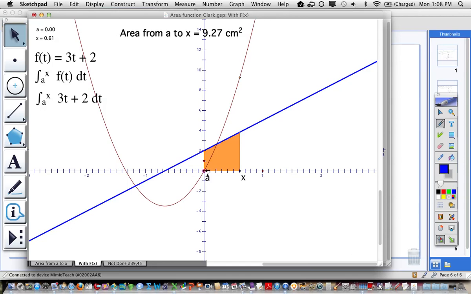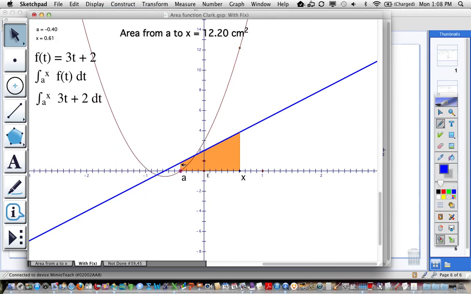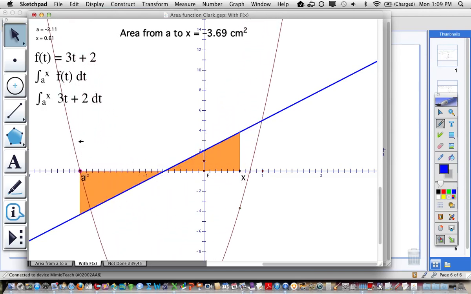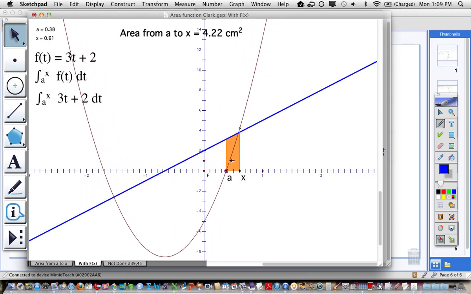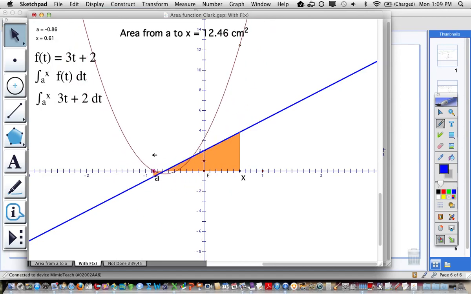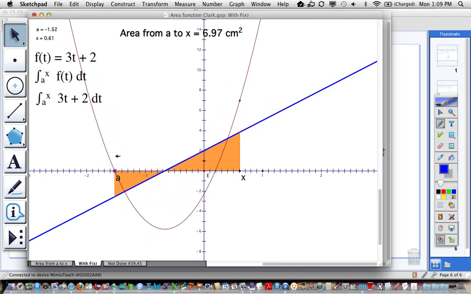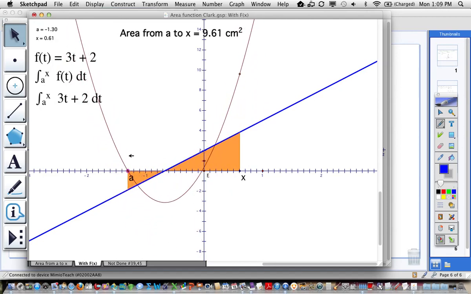So if I move the left edge, wait, ready? Same function, different C. It still gets me every time.